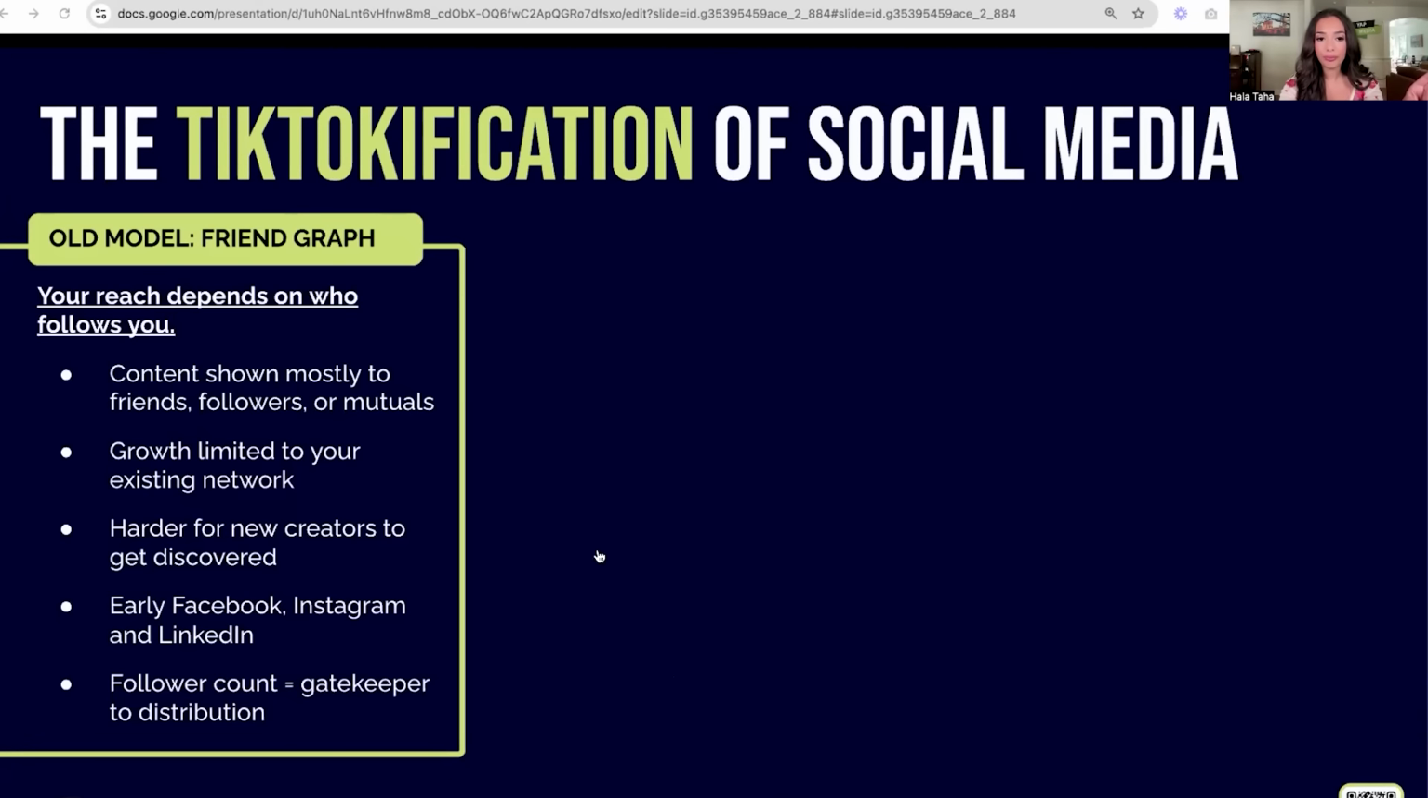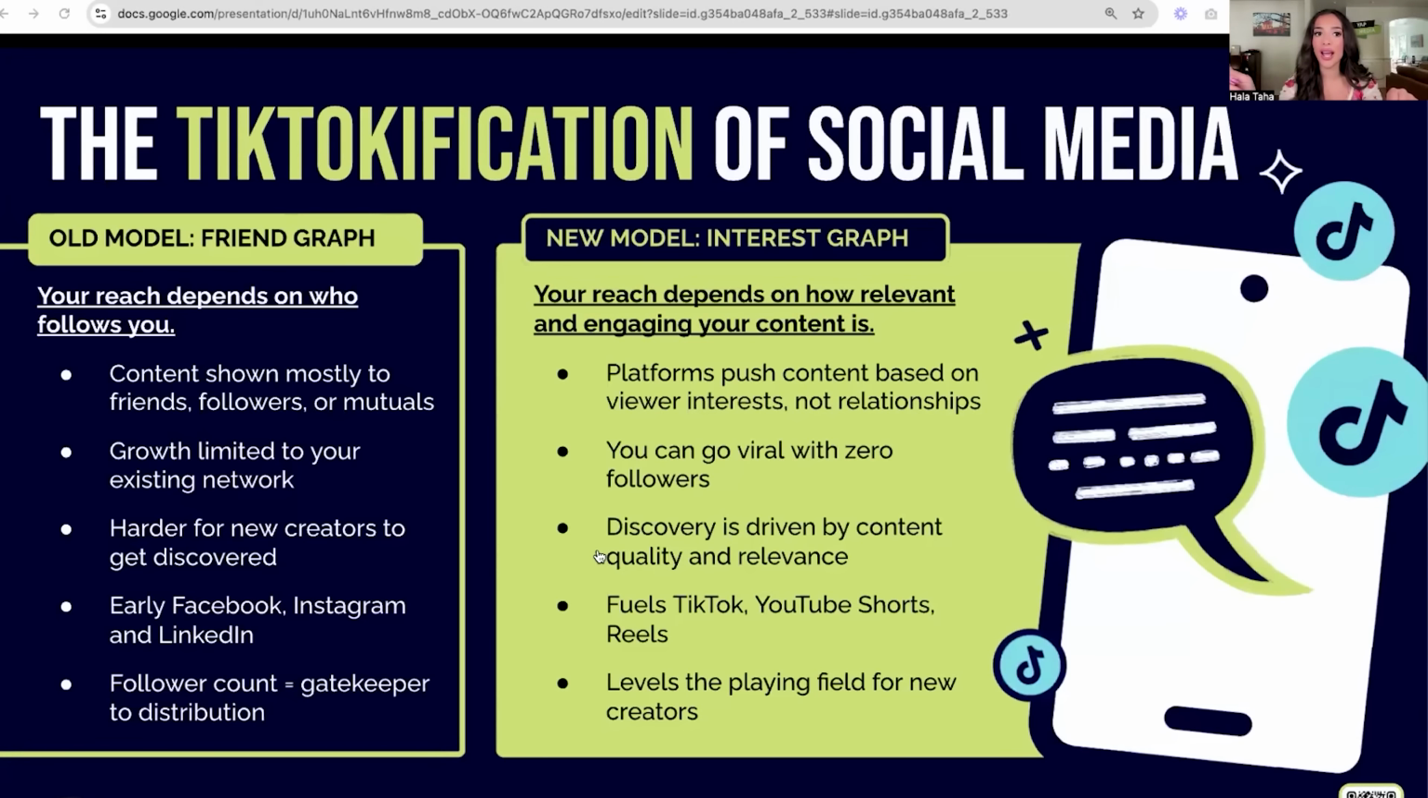Now it's about the interest graph. So your reach depends on how relevant and engaging your content is. Platforms push content based on interests, not your relationships. You can go viral with 0 followers. Your discovery is driven by the quality of your content, the relevance of your content, how strategic you are about posting the same topics over and over again, and essentially training the algorithm.